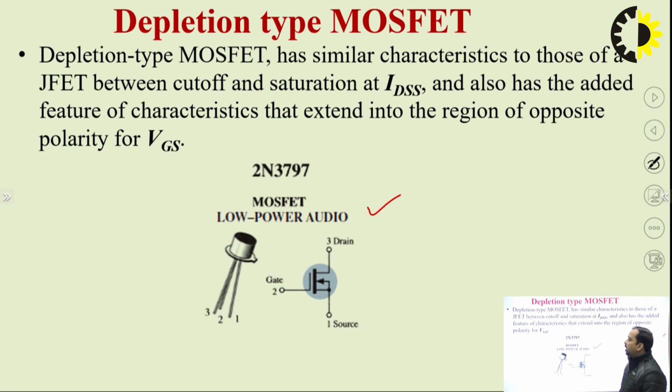The working of the MOSFET is very similar to that of the conventional JFETs. Here we have the symbolic representation of the MOSFET, and here we have a low power MOSFET. 2N3797 is the number corresponding to this particular device.